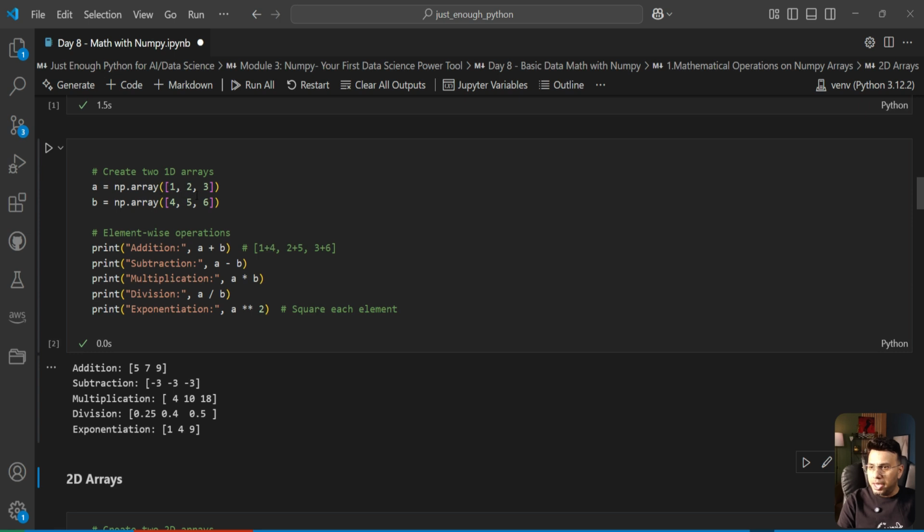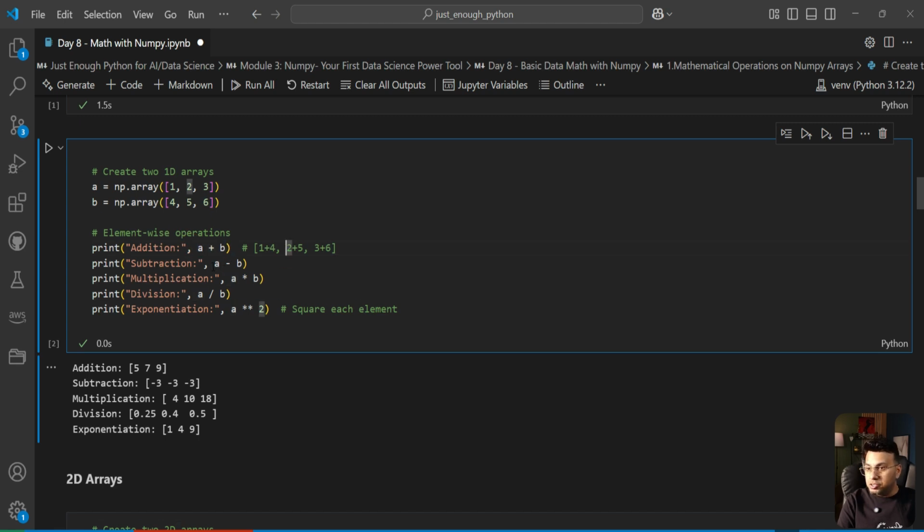This is our array A and B. So when we say A plus B, what we get is an element-wise addition. So 1 gets added to 4, this 2 gets added to 5, this 3 gets added to 6. So we get 5, then 7, and then 9. This is the beauty of NumPy. To do this with lists, you'll have to write a for loop to loop through each one of these elements in each of these lists, if it's a list, and then add them individually. With NumPy, it is as easy as A plus B.